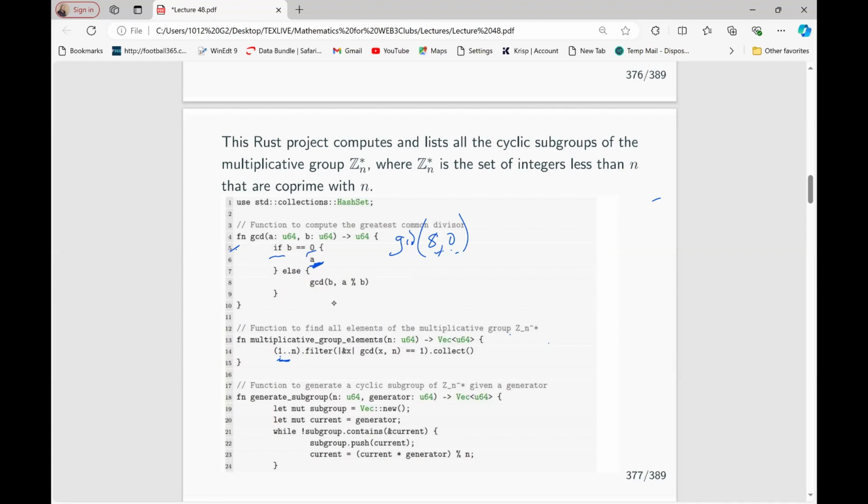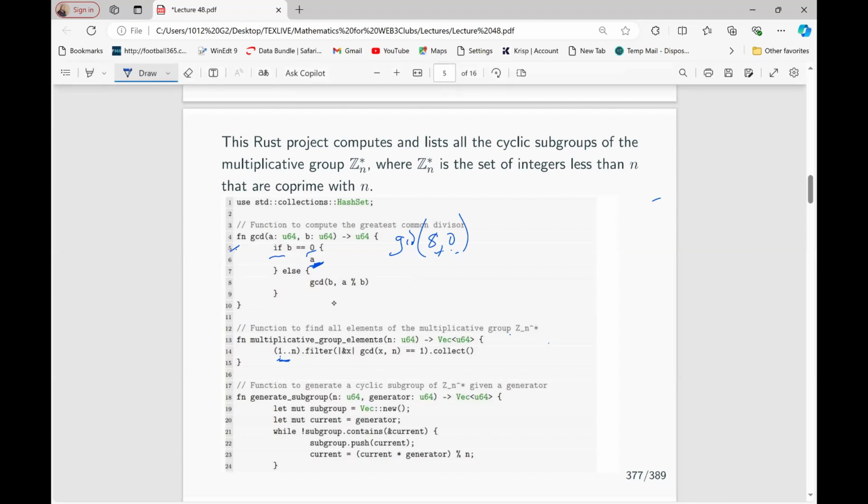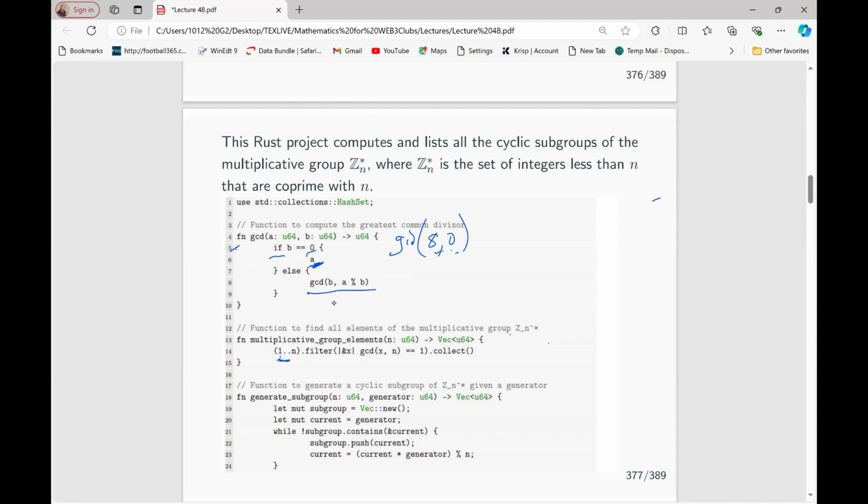Is that okay? If none of the elements is 0, then this is how you compute the GCD. That's what the function is saying. That is how you compute the GCD.